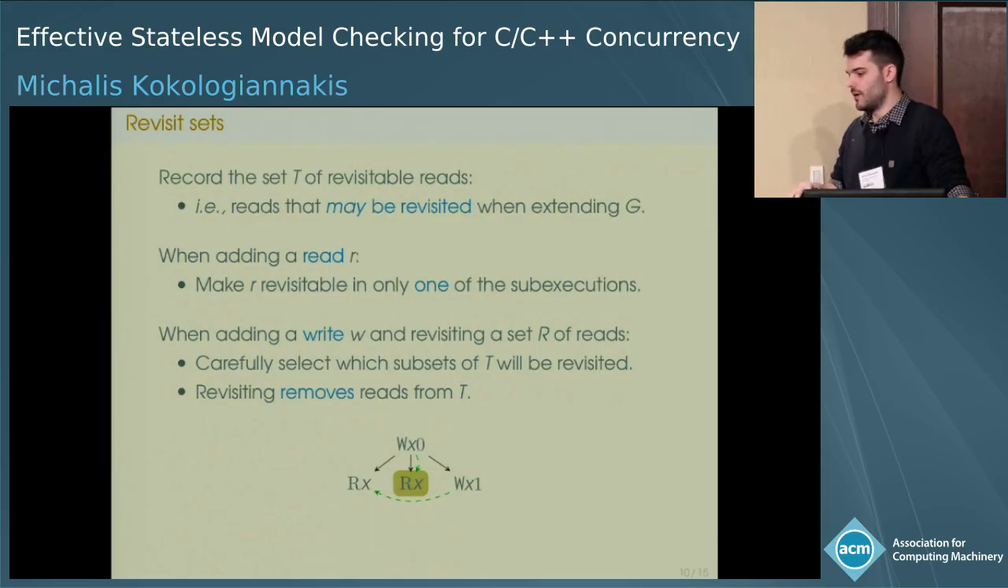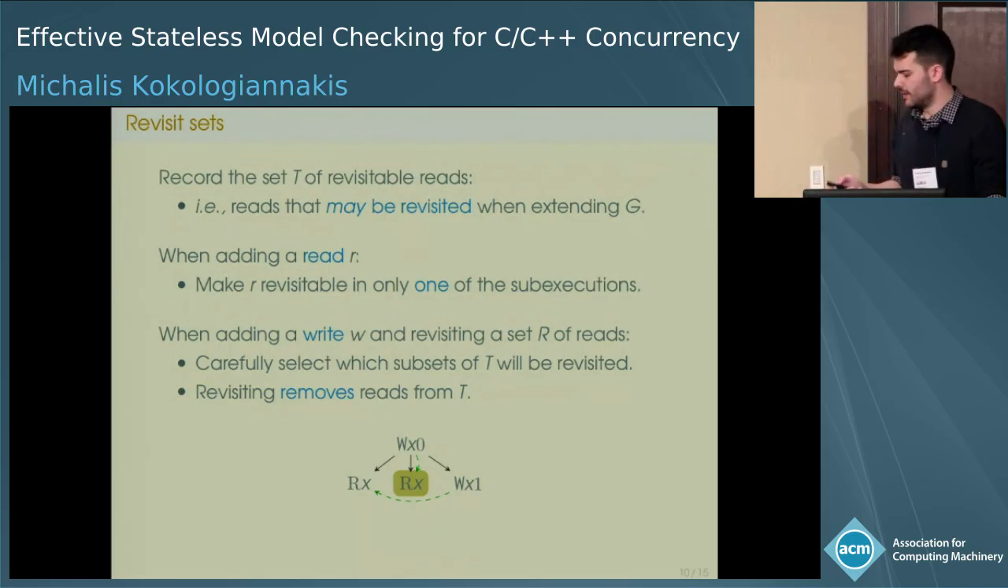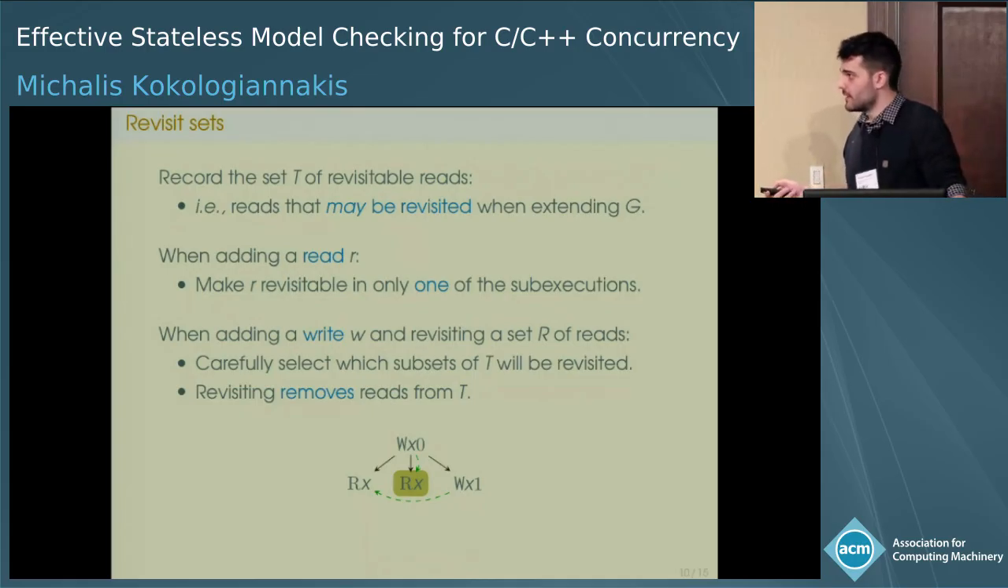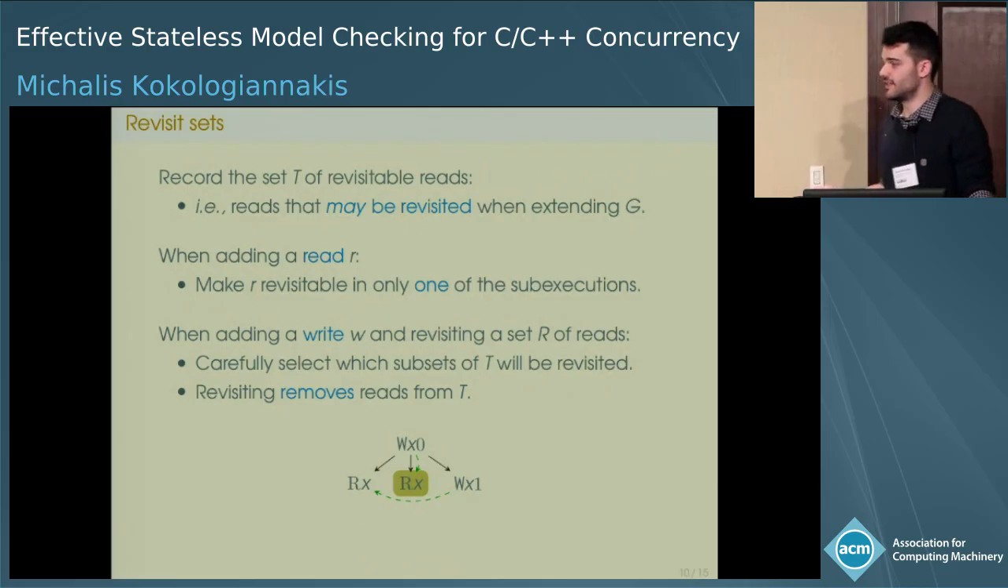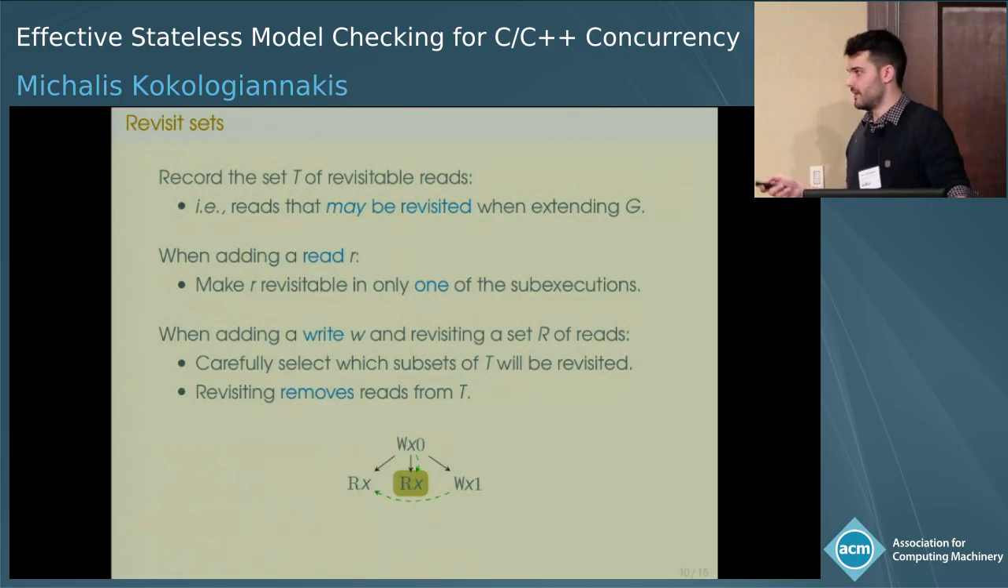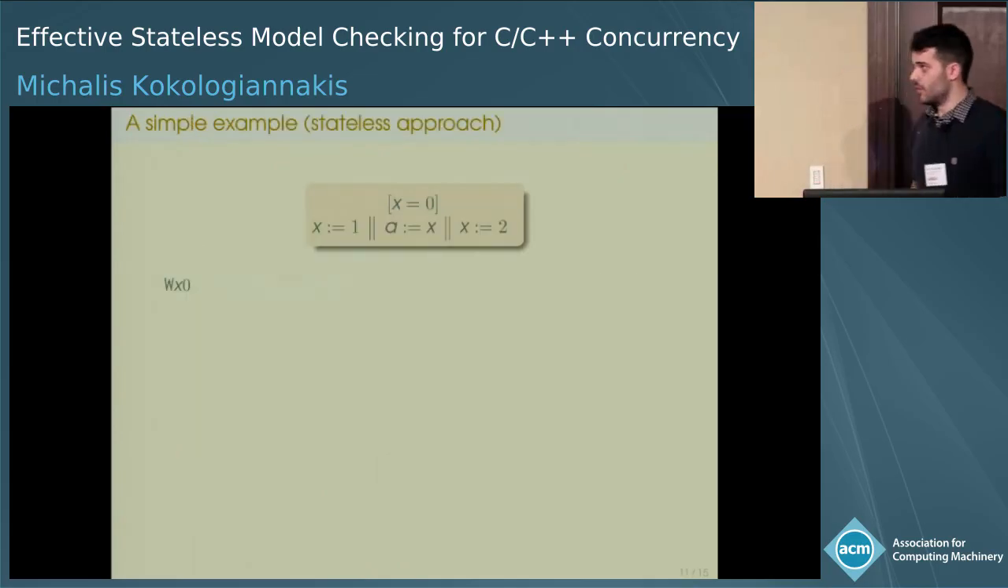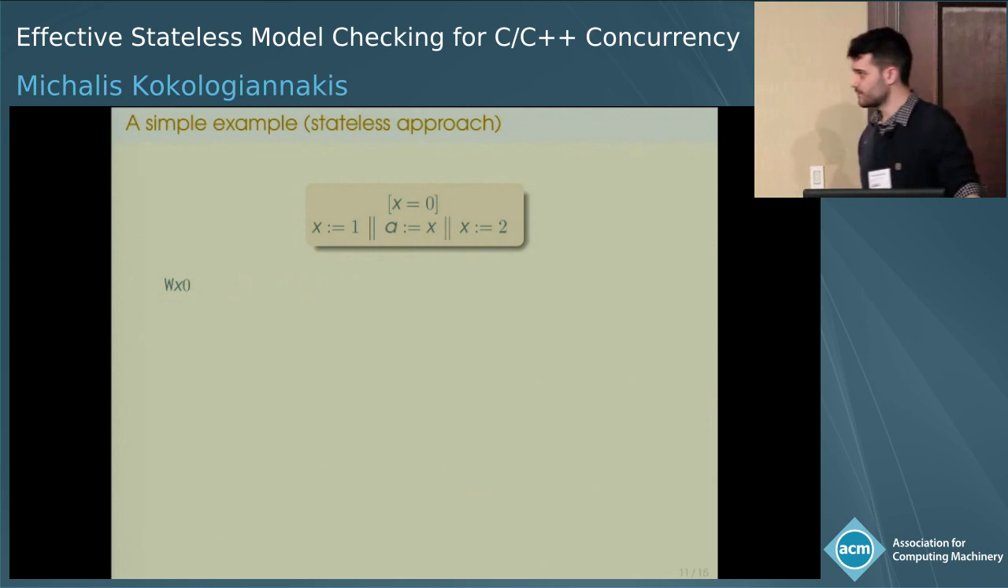With this approach, we only examine one graph at a time. And when we're adding a write, we select which subsets of the reads that are in the revisit set can be revisited. We revisit those, and in the sub-explorations where these reads are actually revisited, these reads are removed from the revisit set. So let's see the same example using this stateless approach.